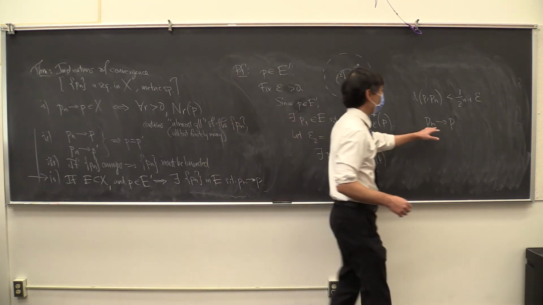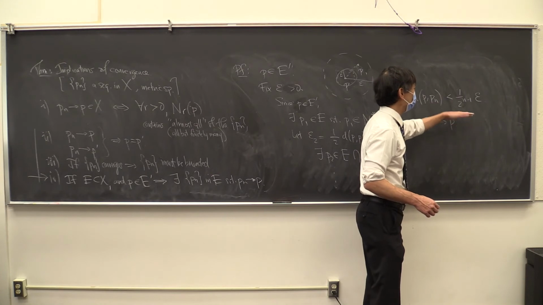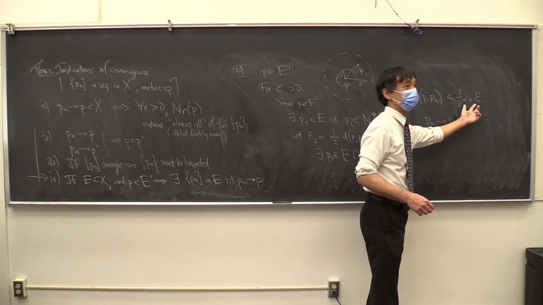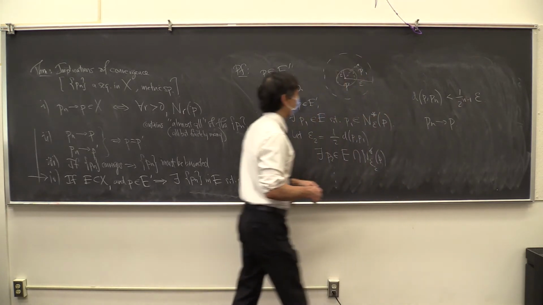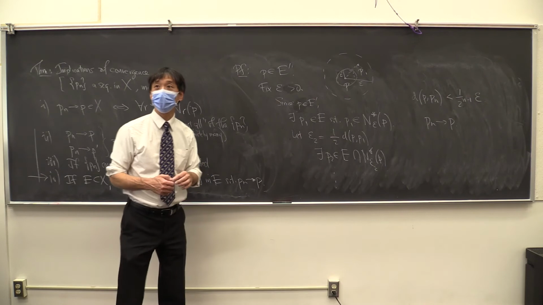Right, because if somebody gives you an epsilon, then you simply need to choose n big enough that this thing is smaller than epsilon. Okay. So that's good. That's good.